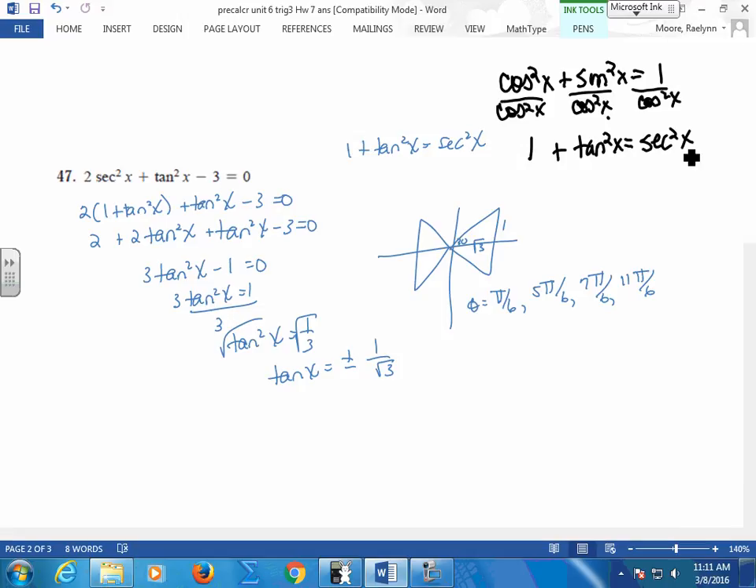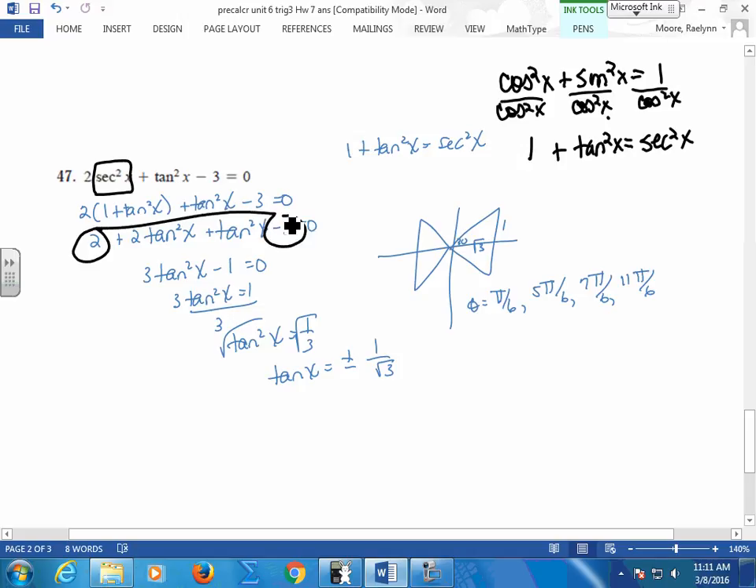I could replace secant squared with 1 plus tangent squared. And now everybody will have the same variable. So I replace this guy, I distribute, I collect my like terms. Be careful of this. You're on the same side of the equal sign. I've got 2 tangent squared and 1 tangent squared. I have 3 tangent squared.